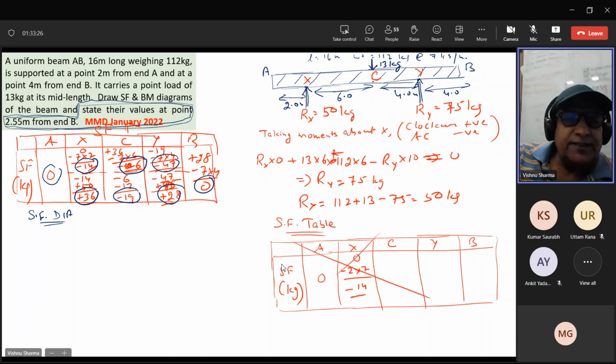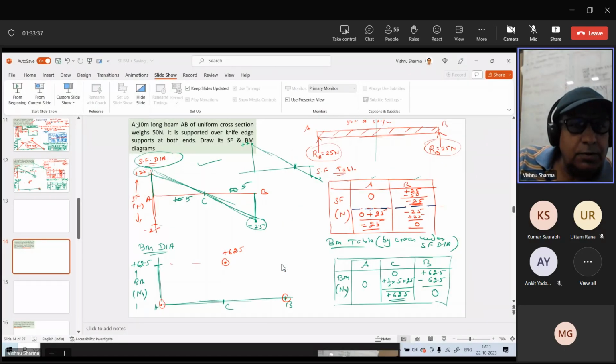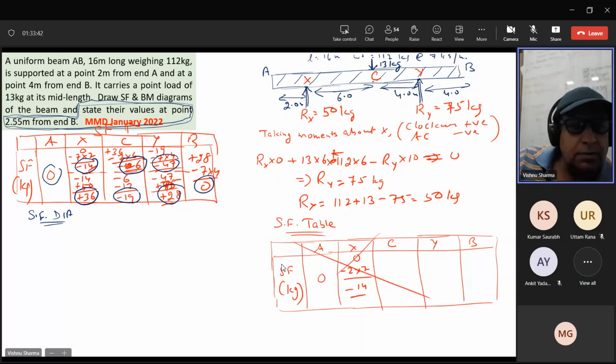I will take it to the next sheet. That will be the best for me. Or rather, keep it like this and then I'll have to take a screenshot. Let me take a screenshot. Okay.